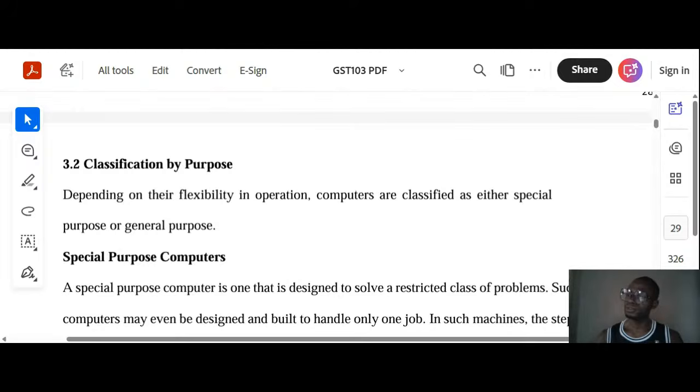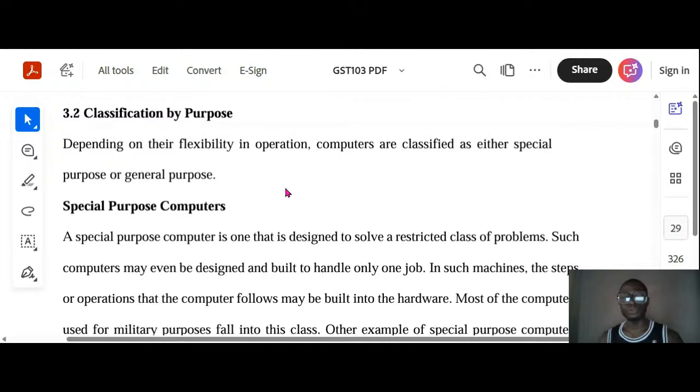So let's get to business. In summary of the last section, we've talked about computer classification based on signal, where we have digital, analog, and hybrid. So let's move to the next classification, which is by purpose. Depending on their flexibility in operation, computers are classified either as special purpose or general purpose.